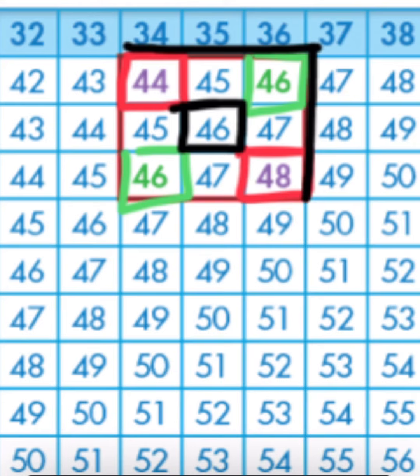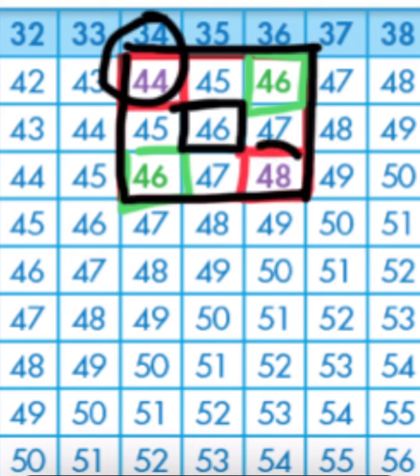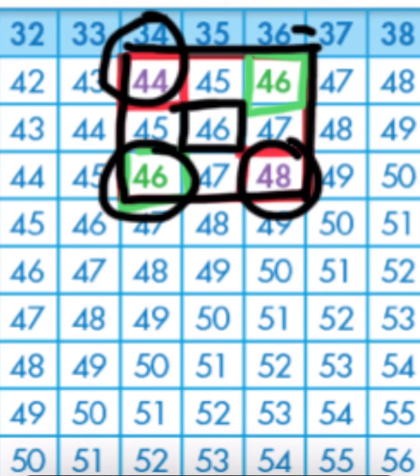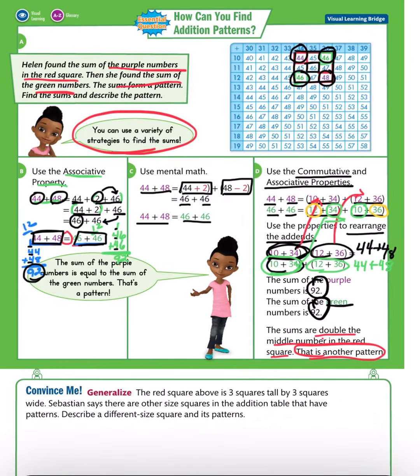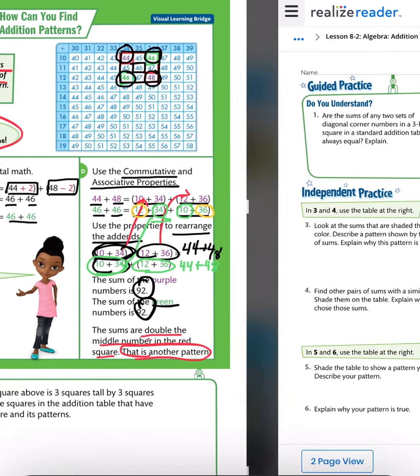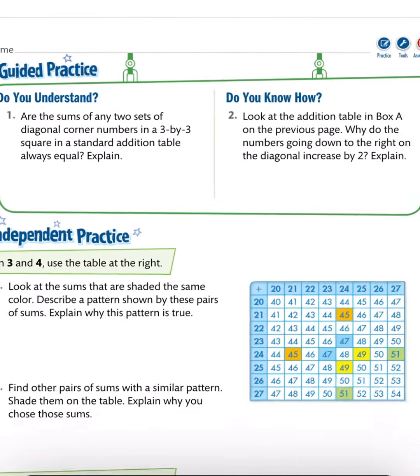So if we have a 3 by 3 square, meaning we go across 1, 2, 3, and we go down 1, 2, 3, so we have a 3 by 3 square like that, and we have our sums in there. The diagonals, this one plus this one, is going to equal what's in the middle. And same thing on the other corners. This one plus this one will equal what's in the middle. Right? And we'll look at that here in just a moment as we turn the page.